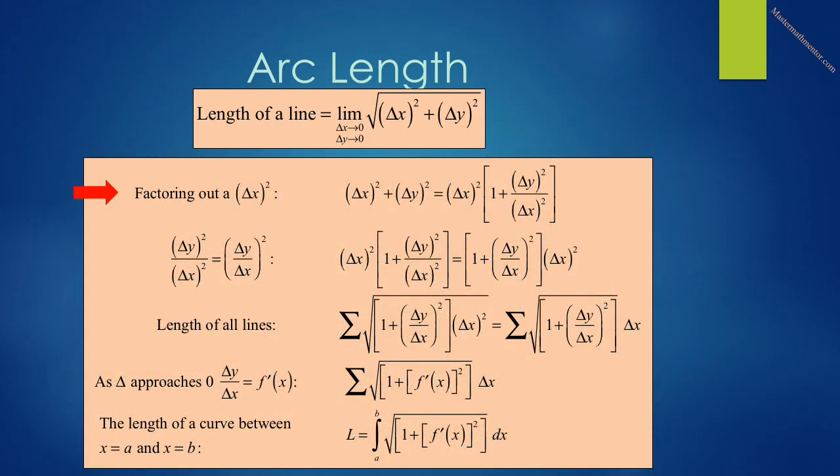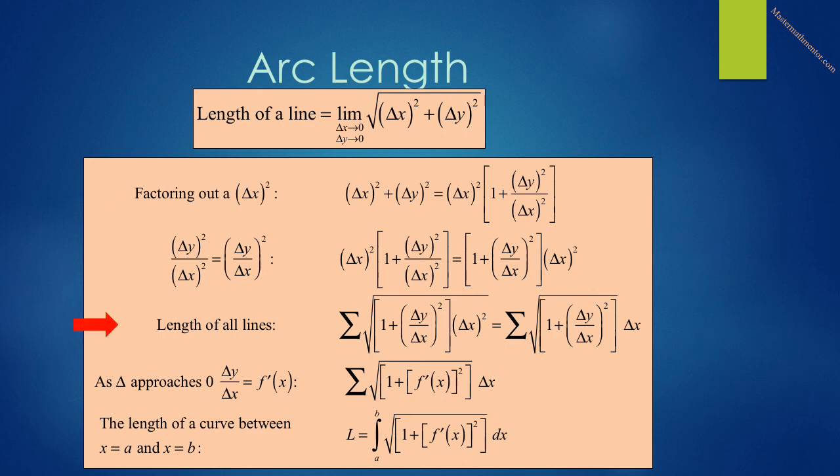Let's look at the expression delta x squared plus delta y squared. We can first factor out a delta x squared, and we can write that as delta x squared plus delta y squared is equal to delta x squared times the quantity of 1 plus delta y squared over delta x squared. Now, since delta y squared over delta x squared is the same thing as delta y over delta x, the whole fraction squared, we can write the expression that we just generated as the quantity 1 plus (delta y over delta x) squared, that quantity multiplied by delta x squared.